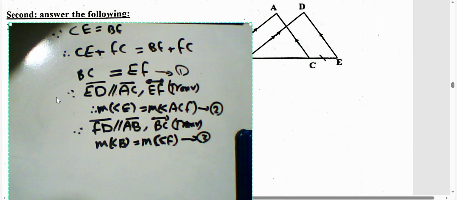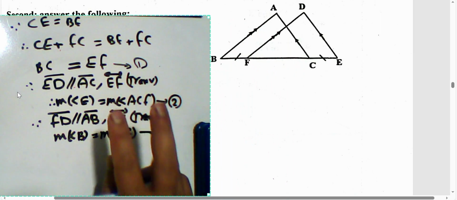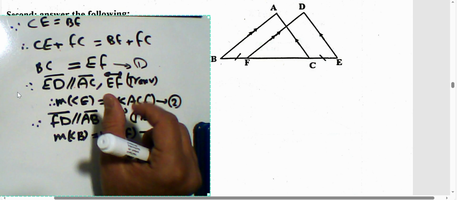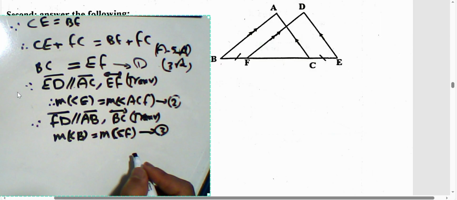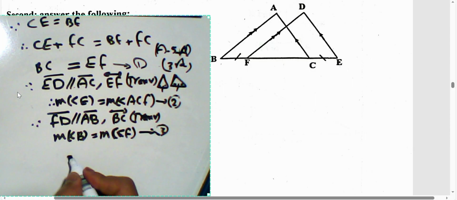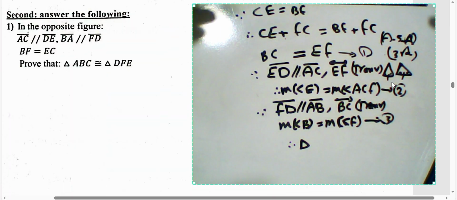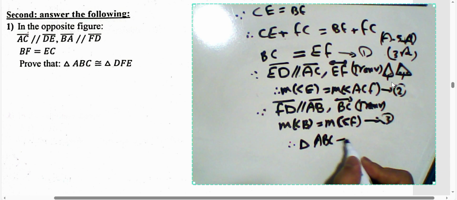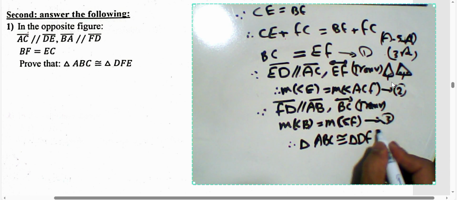From conditions number 1, 2 and 3, we can prove the first two angles and one side. Then we have angle, side, angle. It's the third congruence condition: angle, side, angle. We have two angles of the first equal to two angles of the second, and this side equivalent to this side. They are congruent. Then the first triangle APC is congruent to triangle DFE.